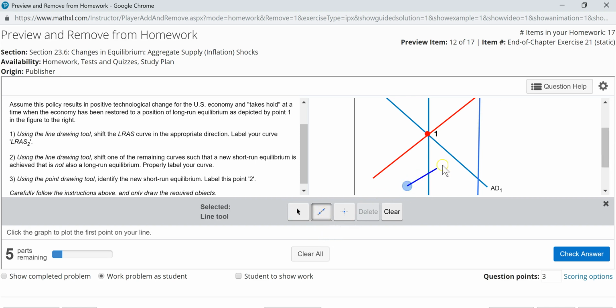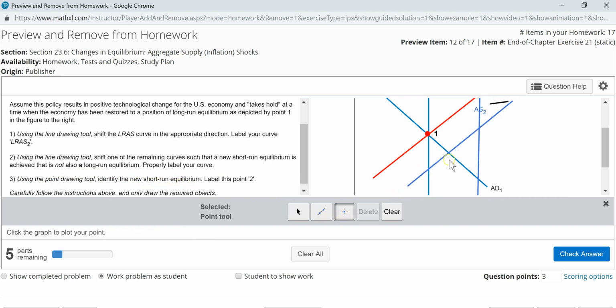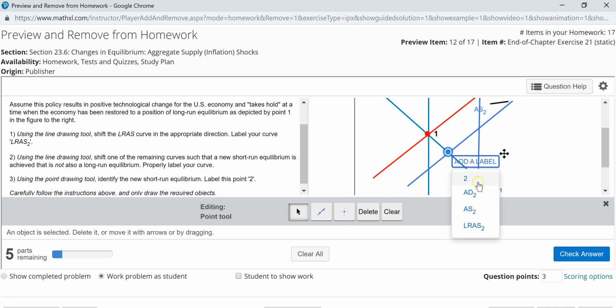We can actually draw right here. So this is the new aggregate supply curve. So the new equilibrium, this is still the short run, right? It's the intersection of AD1 and the new AS2, but both are short run. So this equilibrium is also the short run. So using the point drawing tool, identify the new short-run equilibrium. That basically means it's this point. This is the point, and the label is point 2.